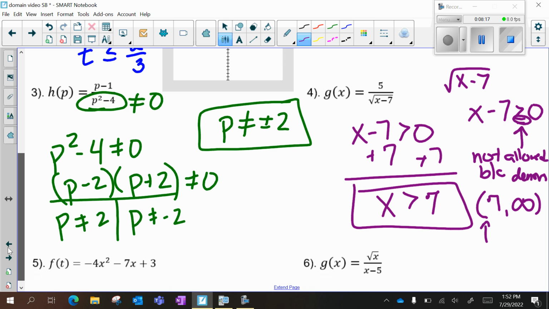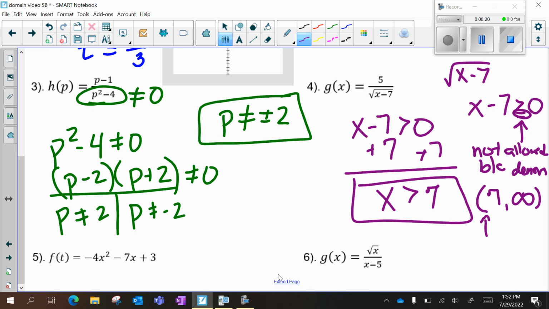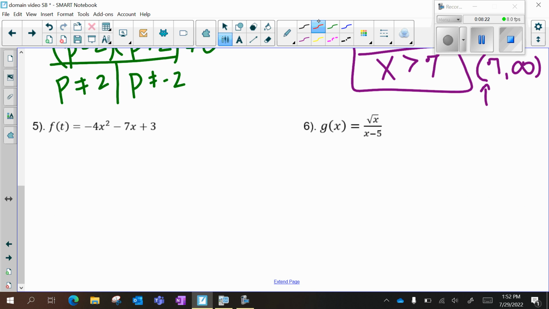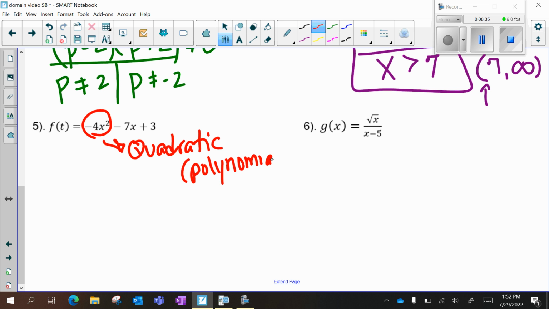Looking at our last two, number 5, negative 4x squared minus 7x minus 3. This is a quadratic, which is a polynomial. So my domain is all real numbers.